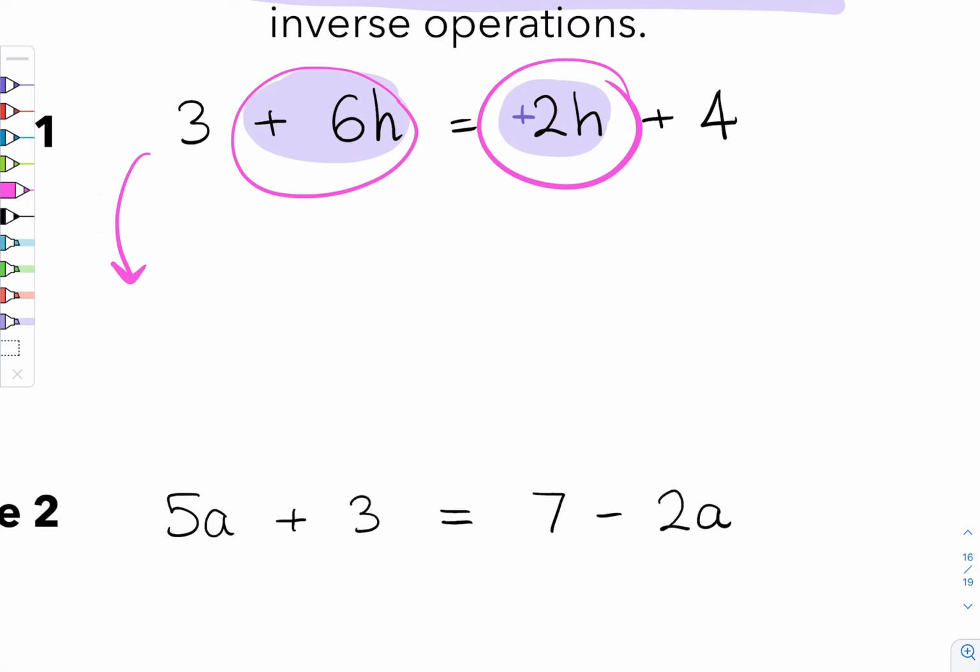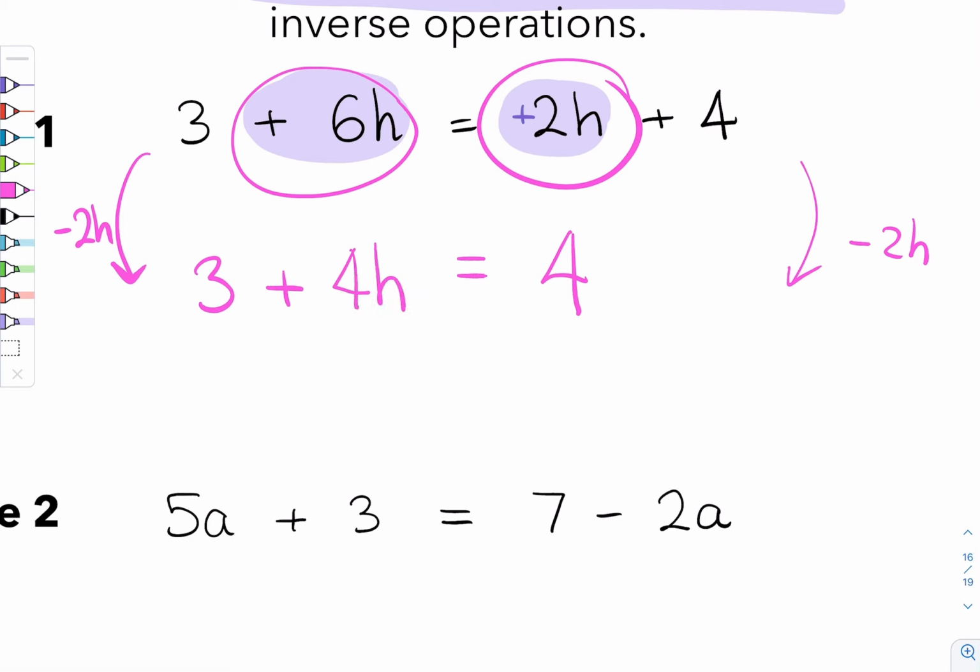So let's rewind time. I think our best move is to remove the 2h. It's the smaller of the two terms that match. So I'm going to do that. Subtract 2h from both sides. My right-hand side is going to just have 4 left behind. My left-hand side is, well, 3 is not affected. And 6h reduced by 2h gives me 4h.